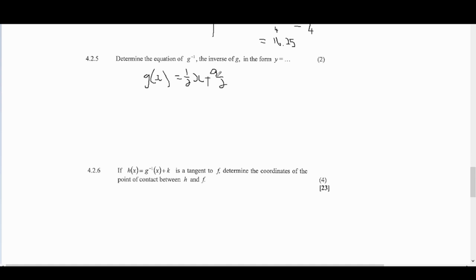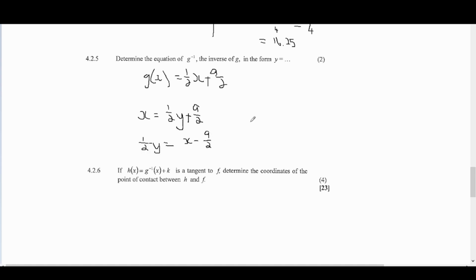I'm just rewriting it so I don't have to go look up again all the time. So to get the inverse, a nice little trick is to swap our y value and x value. So we would have x equals a half y plus 9 over 2, and then we solve for y. So we're going to have a half y equal to x minus 9 over 2.